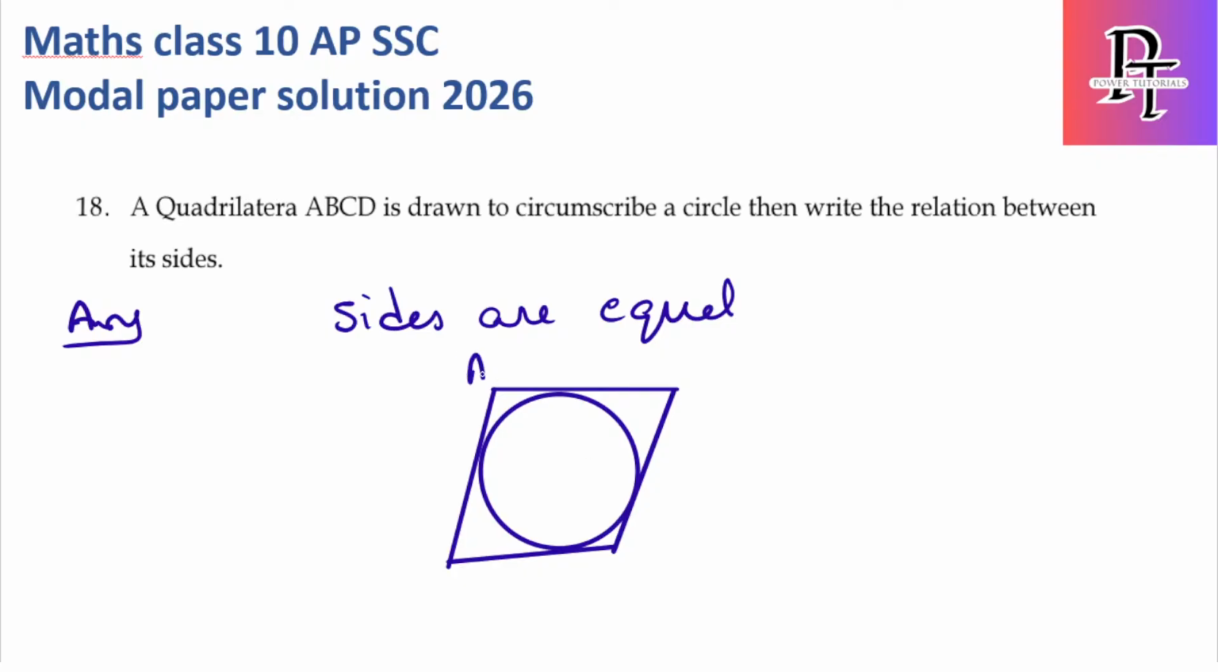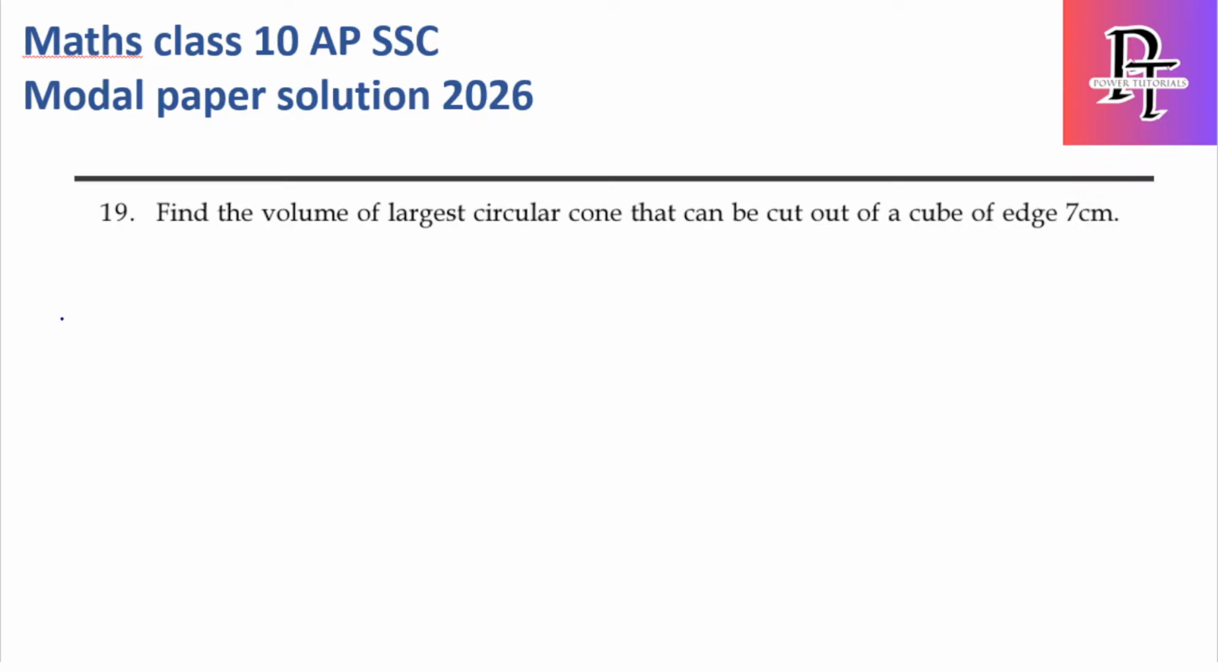Say that ABCD is a quadrilateral and it is circumscribing a circle of center O. Okay, let's move on to the 19th.